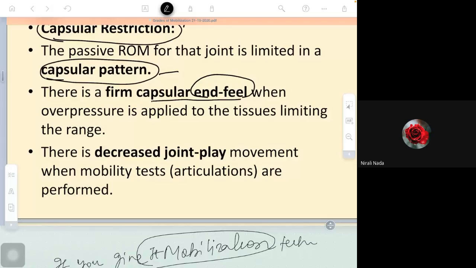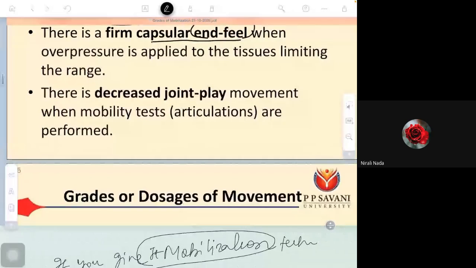Clear? And the third point, there is decreased joint play. What is joint play? Accessory movements are called joint play. That is rolling, spinning and gliding. They are called joint play. So this joint play, or these accessory movements, is decreased. Clear? When you perform a mobility test.